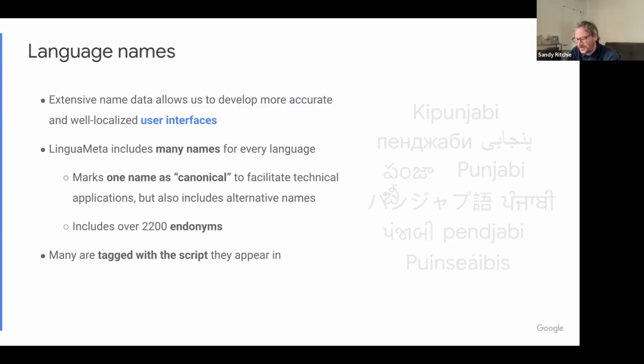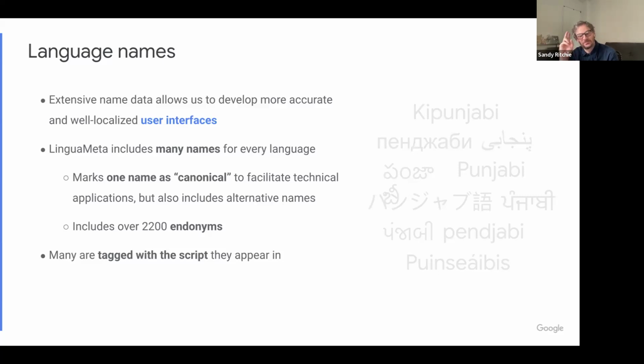We do also include over 2,000 endonyms, and that was a very manual process to collect those, and it's really fun to see those because it's just really interesting to see how a language refers to itself in each case. And where the language has more than one endonym in two different scripts, Punjabi would be the example again.